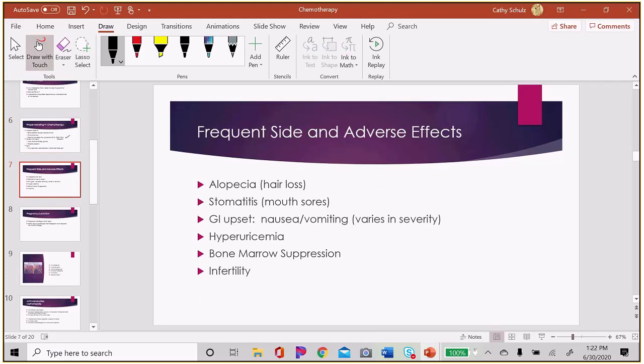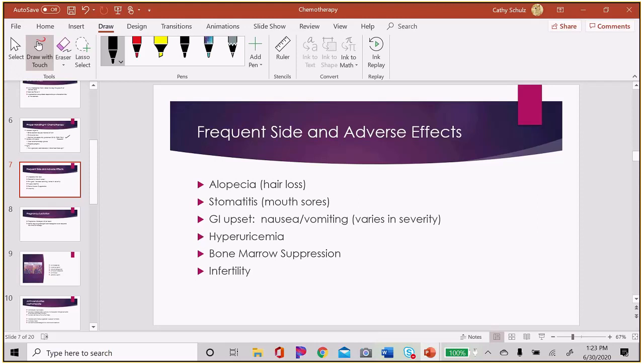Just like when we talked about antibiotics having frequent side and adverse effects, all chemotherapy agents, some more than others, have the potential to cause these common types of effects. Hair loss. Not all chemotherapy agents cause hair loss, especially some of the newer ones or the ones that are pills, but it's still possible, and many of them do cause hair loss. Mouth sores, which is what stomatitis is. It means that there's inflammation inside the mouth, so it makes it difficult for people to eat. It can be painful, and it's important to keep hydrated.